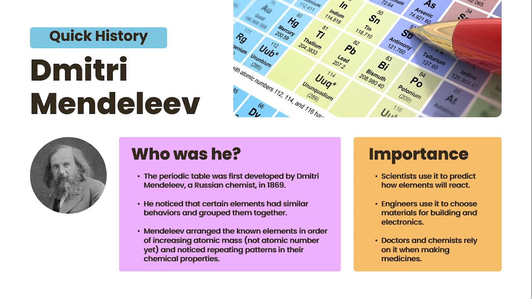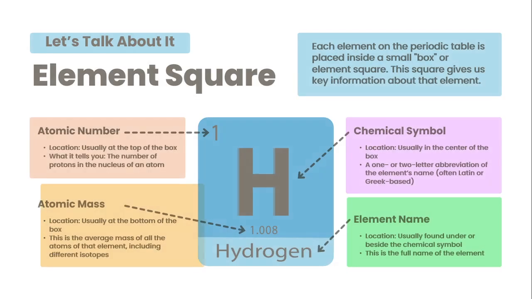Dmitri Mendeleev was the one who developed the basic periodic table before we had the modern periodic table. Scientists use the periodic table to predict how elements react. Engineers use it to choose metals for building and electronics. Doctors also rely on the periodic table in making medicine, right?